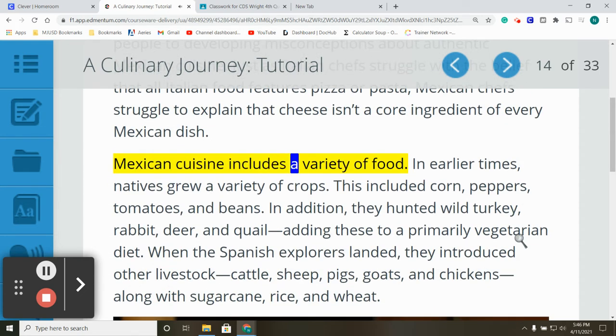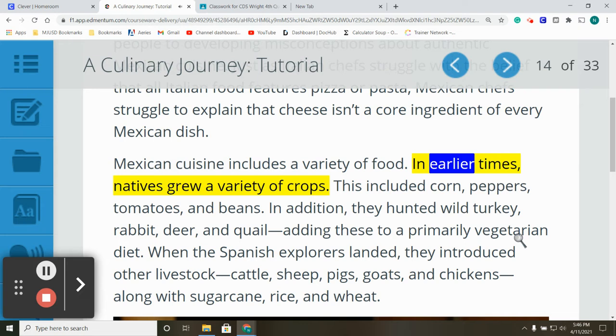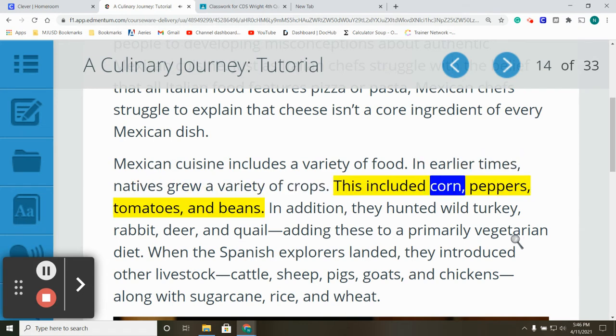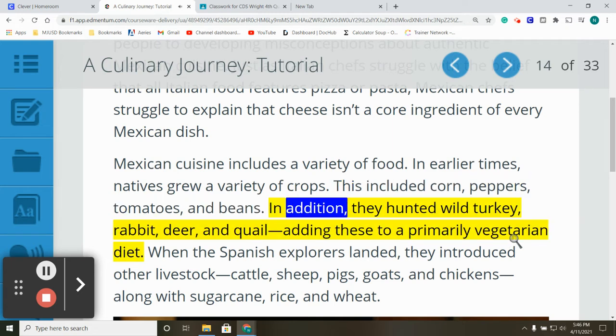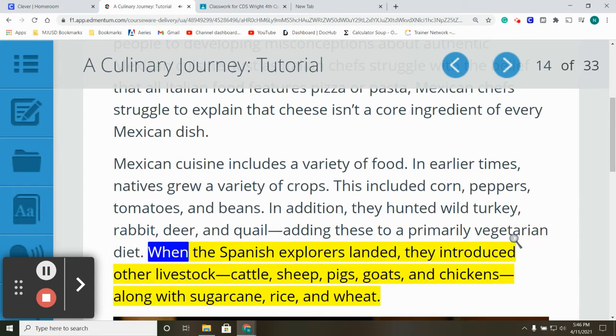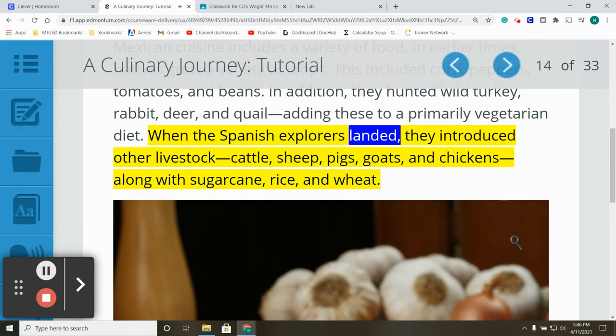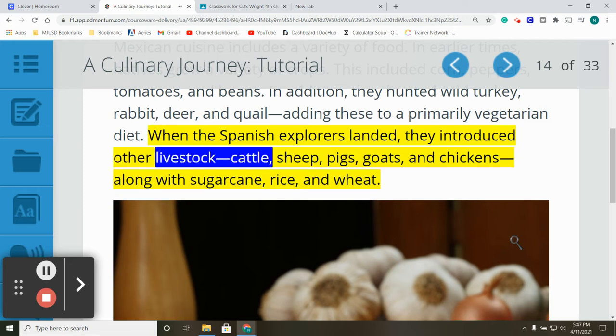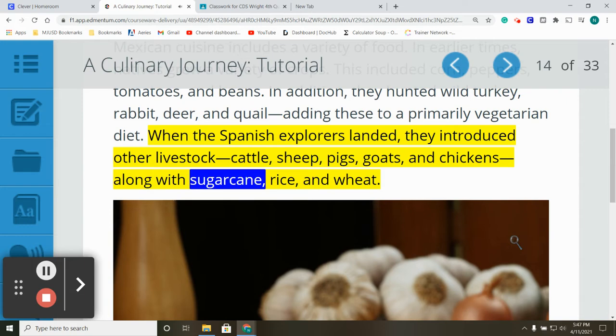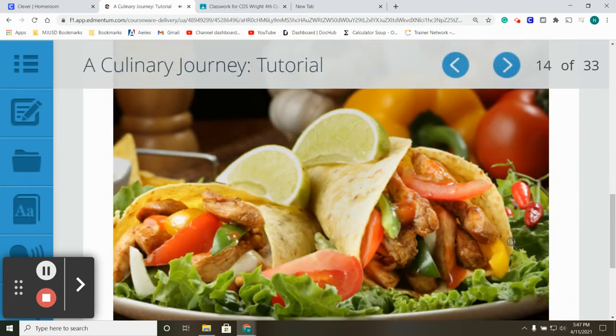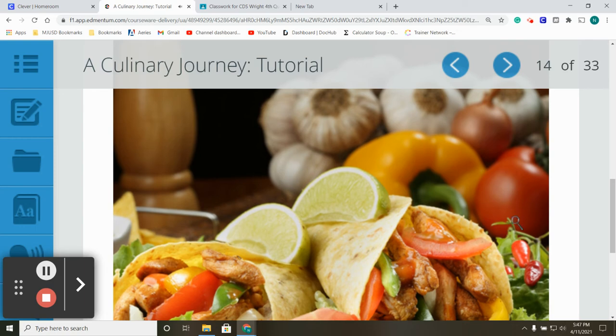Mexican cuisine includes a variety of food. In earlier times, natives grew a variety of crops. This included corn, peppers, tomatoes, and beans. In addition, they hunted wild turkey, rabbit, deer, and quail, adding these to a primarily vegetarian diet. When the Spanish explorers landed, they introduced other livestock: cattle, sheep, pigs, goats, and chickens, along with sugarcane, rice, and wheat. Chicken fajita with guacamole and tortillas.